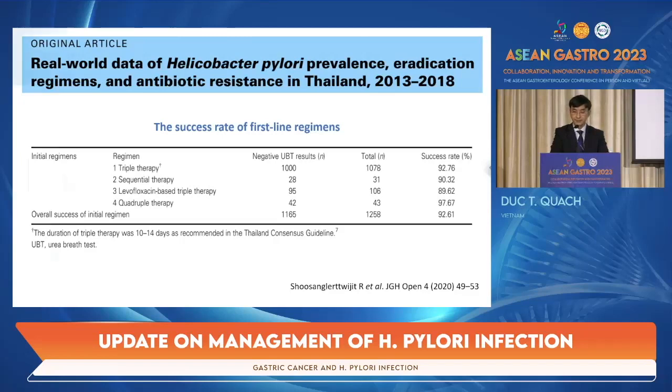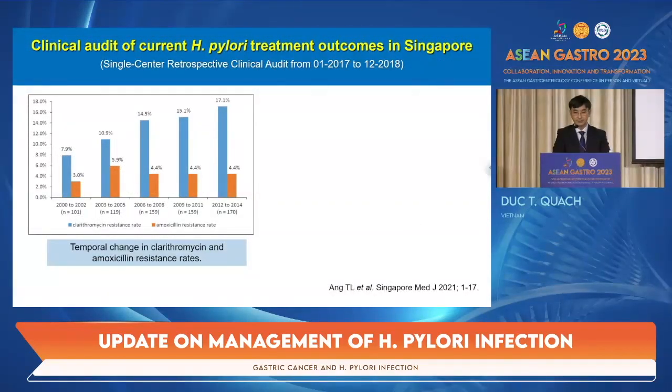And in Singapore, there's some study, especially the one from Professor Ang, which is the clinical audit of current H. pylori management in 2018. And this slide shows the temporal change in clarithromycin and amoxicillin resistance rate in Singapore. You see that the clarithromycin resistance rate steadily increased over time, whereas we have a more stable amoxicillin resistance rate, about 44% in a recent paper.